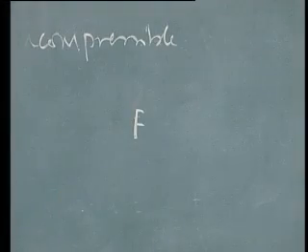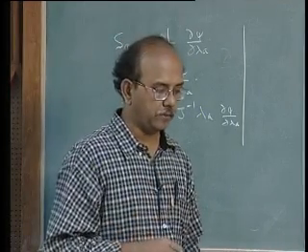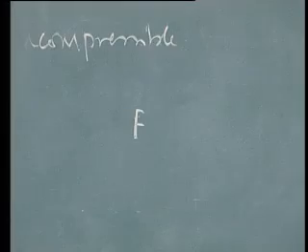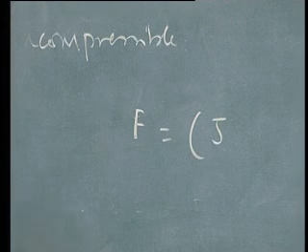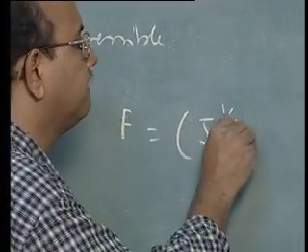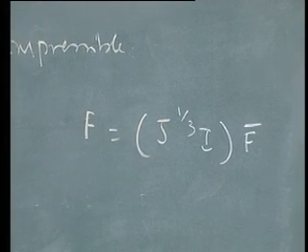So for a compressible material, F is decomposed into a volumetric part and a deviatoric part. In fact, F is written as J to the power 1 by 3 I times F bar. I think we did that before, anyway, I'm just writing this down.